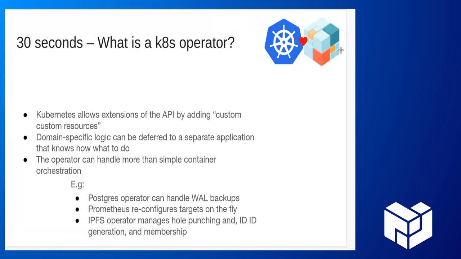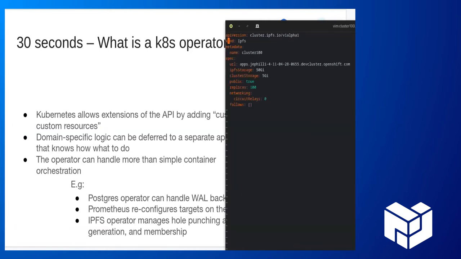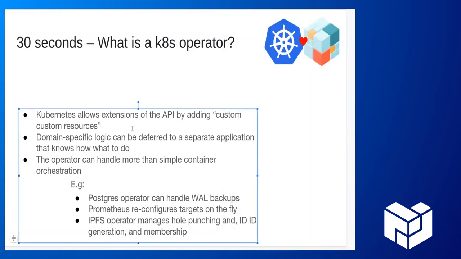In this case, we have this object called an IPFS cluster. This is kind IPFS. That's called a CRD, custom resource definition. You pass it parameters, and you can have some custom code running that will act on those parameters and create things. I put some examples here.